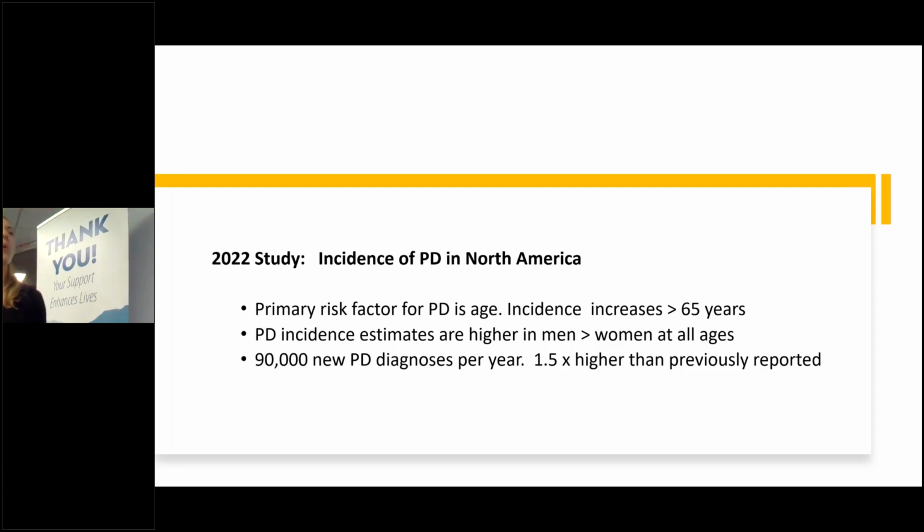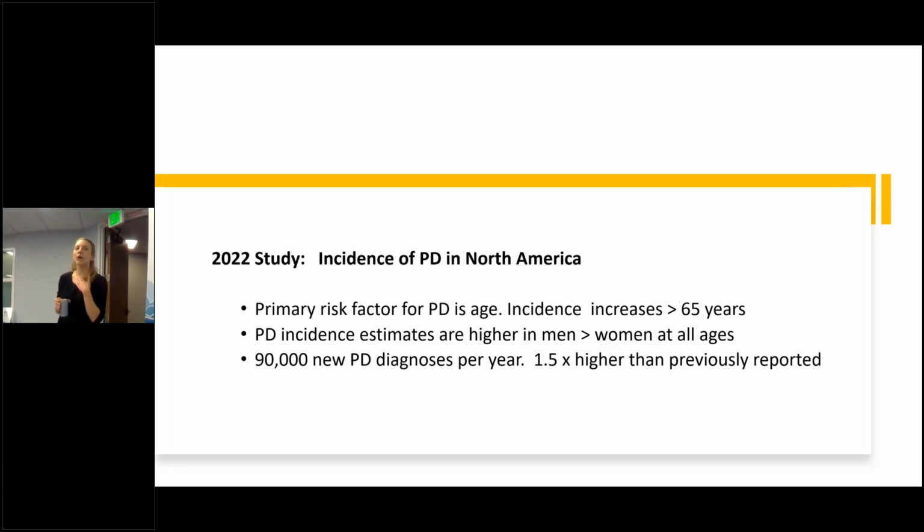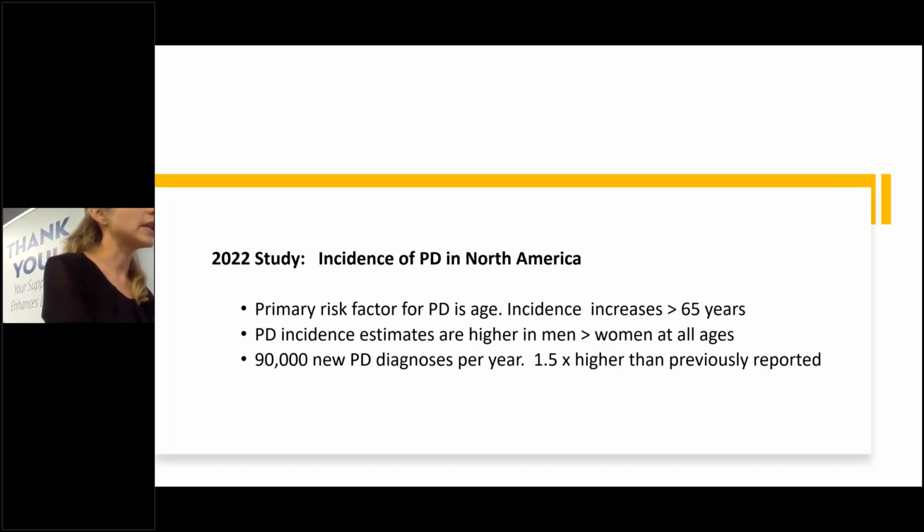Okay, so the primary risk factor is age, and the incidence of Parkinson's increases after the age of 65, more often seen in men than in women at all ages. And oh yeah, here's the stat: 1.5 times higher than previously reported new Parkinson's cases per year. I think the prior was about 65 or 70,000 the last time they did an epidemiologic study.